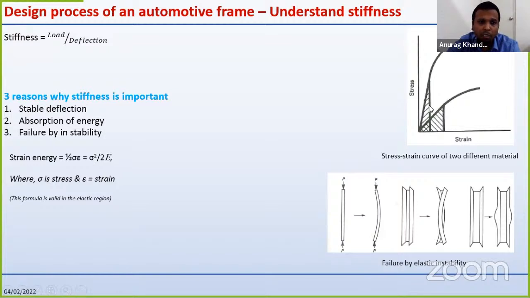As you see, for the same amount of energy absorption, by reducing stiffness and obviously maintaining the area under the curve, we can have a crash barrier which will have less impact on the occupants. Obviously, it will deform more.